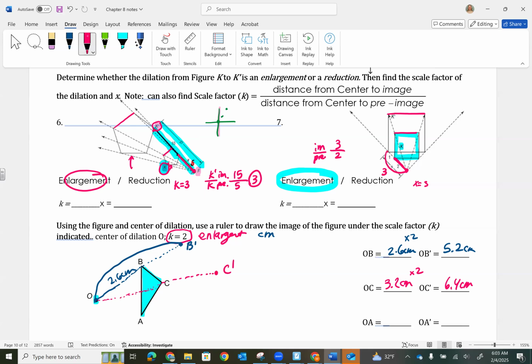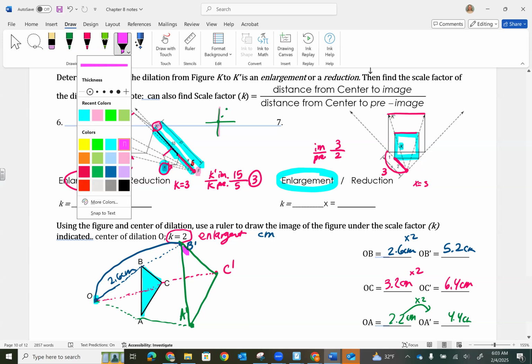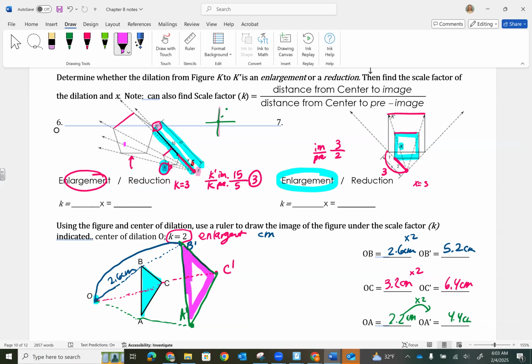So these two distances should be the same. And then the last one we're going to do is measure the distance from O to A. I believe last year when I did this, I got it to be 2.2 centimeters. And if I times it by 2, I'm going to get 4.4 centimeters. This is A prime. And if I connect these prime points, I should get a figure that is twice the measurement of each side, because I did a scale factor, and each point will be double the distance from the center of dilation.